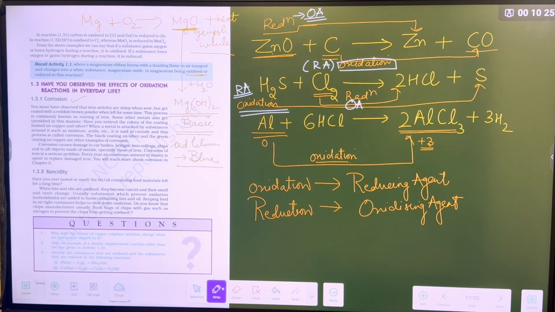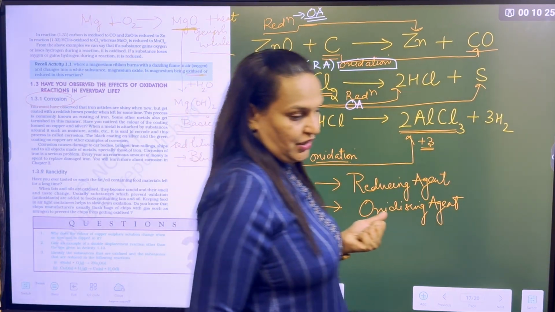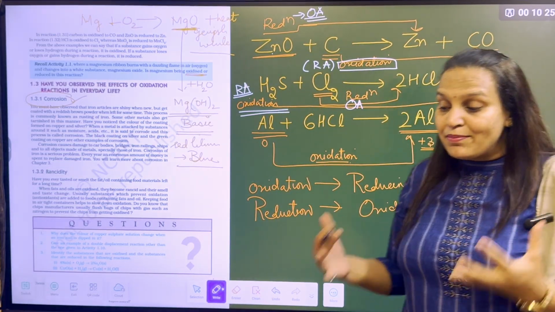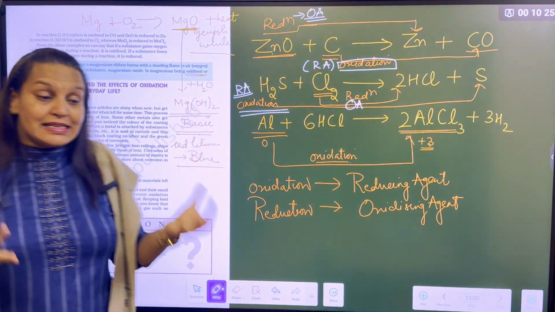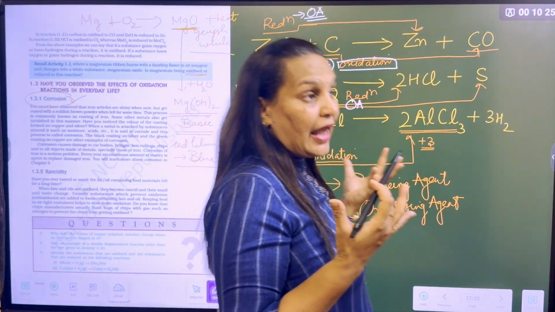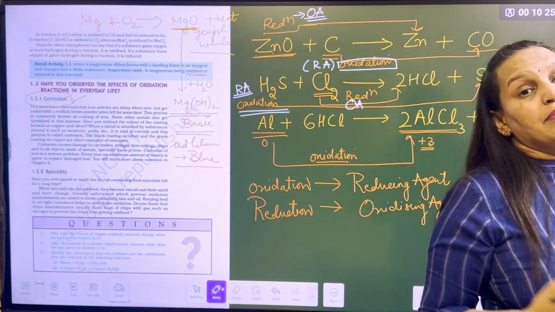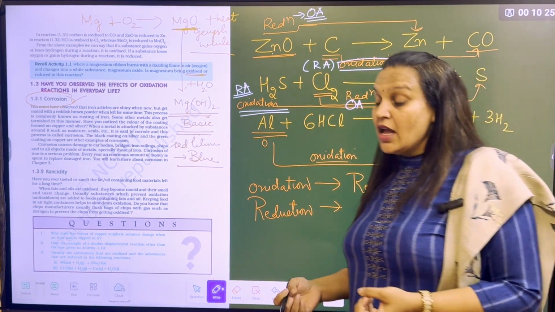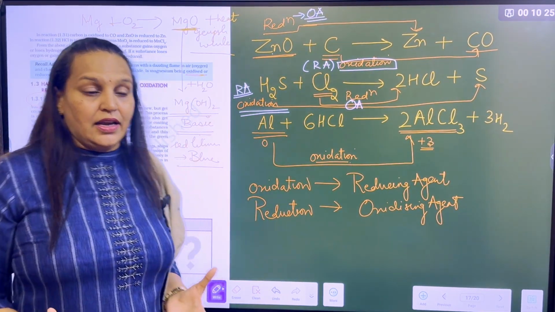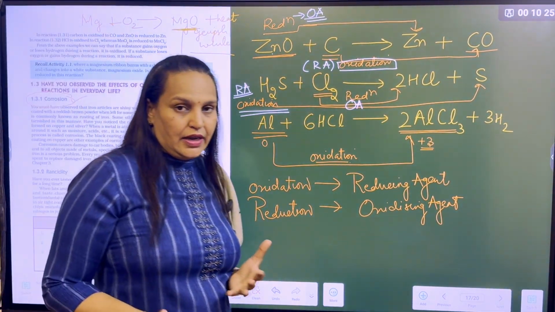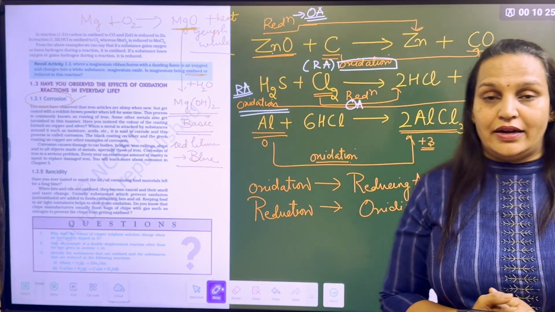Okay. Now let's do the last topic, corrosion of metals. What do you mean by the word corrosion? Corrosion means when metals react with moisture, air, or gases in the air, maybe oxygen, maybe hydrogen sulfide, maybe sulfur compounds, or maybe carbon dioxide. Different metals react differently. So they are called corroded.